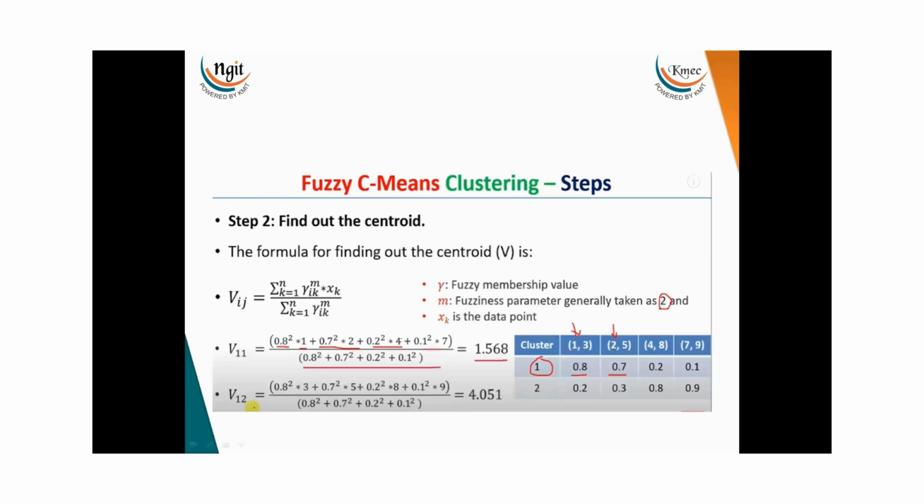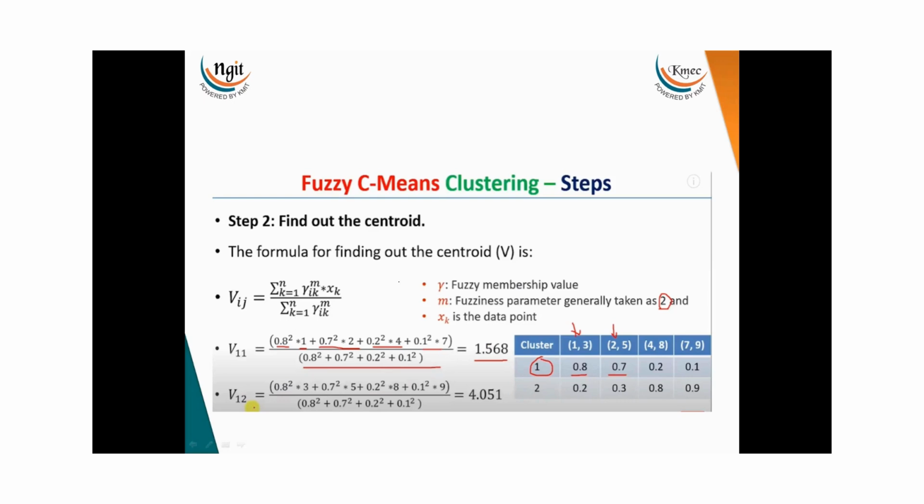Okay. Now, what do I have to do? Whenever I say I'm making a cluster, I have to find the centroid of the cluster. So the first step is preparing the membership table. Second step, we are finding the centroid of each cluster. For finding the centroid of each cluster, we use the centroid formula, which is represented here as V of ij equal to summation of k equal to 1 to n, mu of ik power m, multiplied by xk, divided by summation of k equal to 1 to n, mu ik power m. So this is my formula.